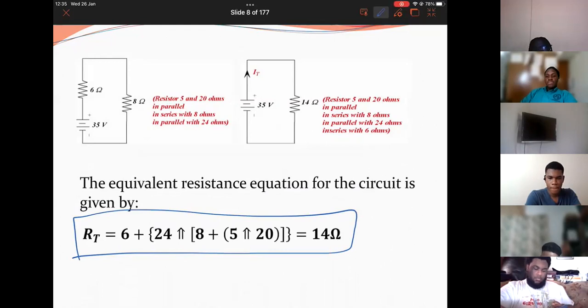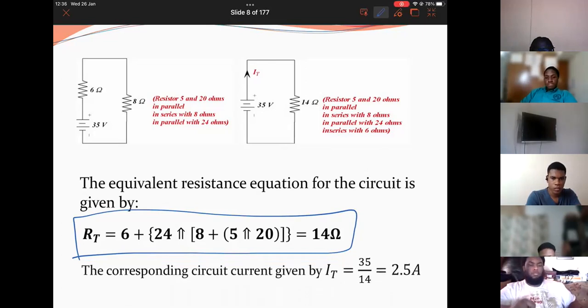I'm declaring before I even go there that I'll be using fractions in many instances. You're not bound to use fractions, please. But if you're using decimals, please ensure that you do not round off too early and introduce unnecessary errors. Okay, so the corresponding current, which is leaving the source, is 35 over 14, which gives us 2.5 amperes.